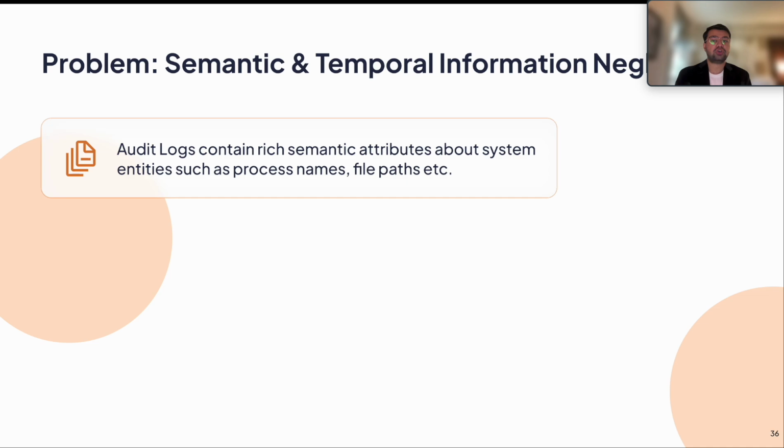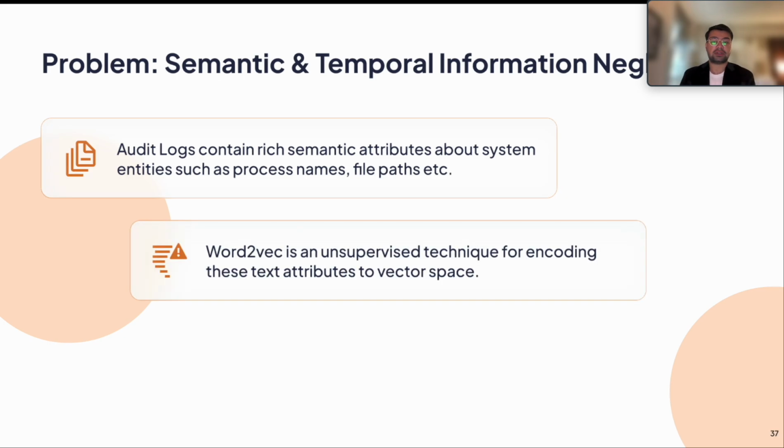Then the second component deals with solving the challenge of semantic and temporal information neglect in existing PIDSs. Audit logs contain rich semantic attributes about system entities such as process names, file paths, etc. And these attributes have been neglected in the existing node level PIDSs, which directly hurts the detection accuracy. Word2vec is an unsupervised technique for encoding these text attributes into vector space or embeddings.